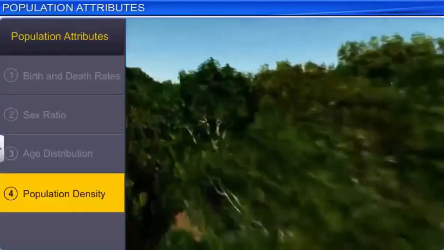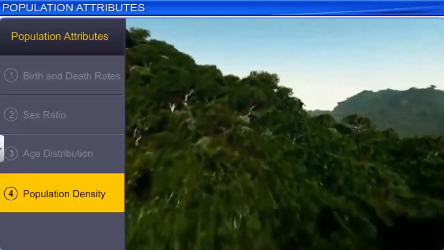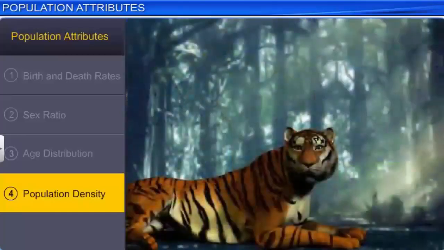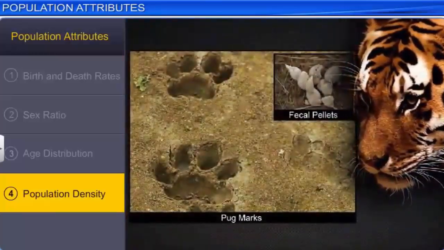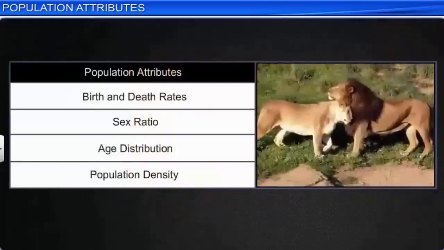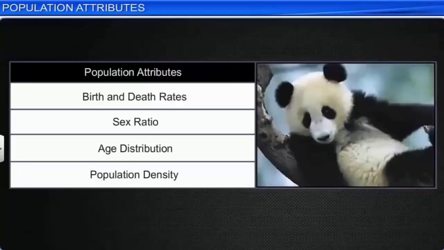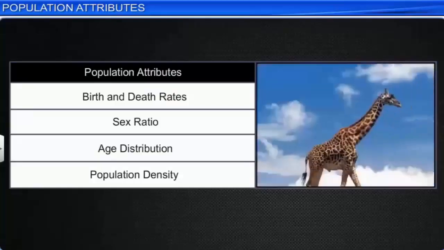In some cases, the population size of certain individuals is assessed without seeing or counting them. For example, the tiger census in our national parks and tiger reserves is often done based on pug marks and fecal pellets. Thus, population attributes provide important information about the organisms in a particular habitat, and they provide the basis for further ecological studies and research.